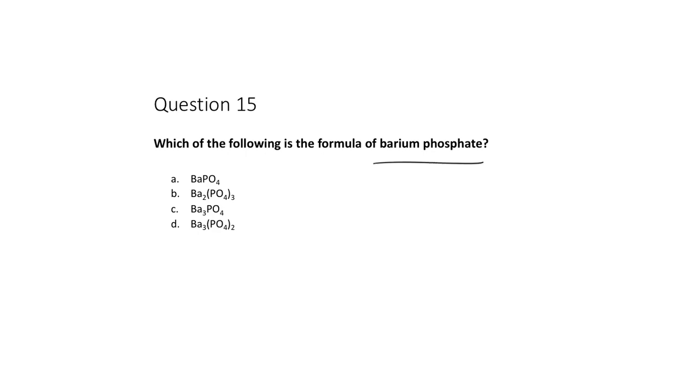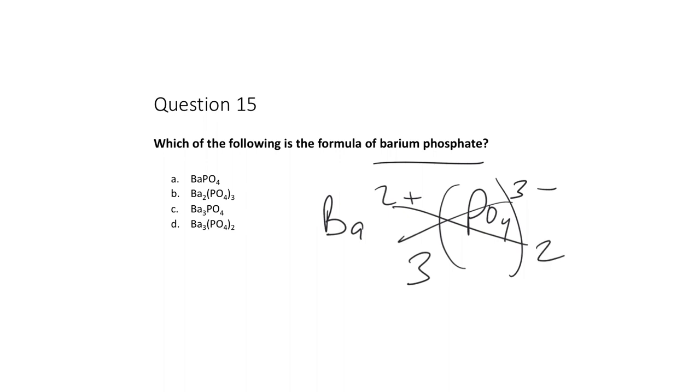What is the formula of barium phosphate? The naming review: barium 2 plus, PO4 3 minus, so Ba3(PO4)2.